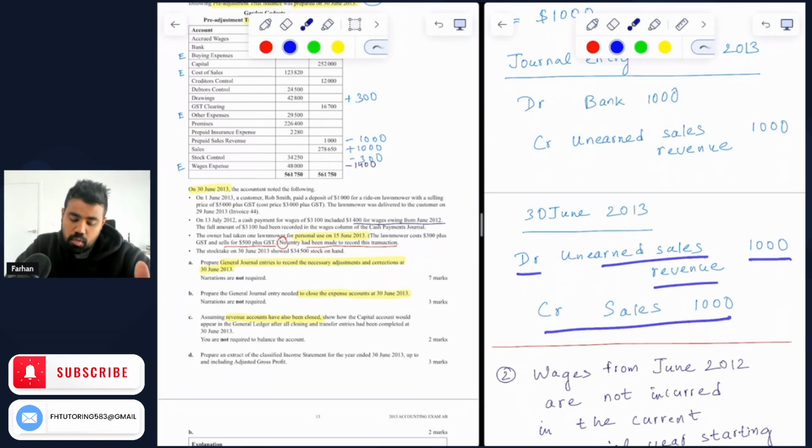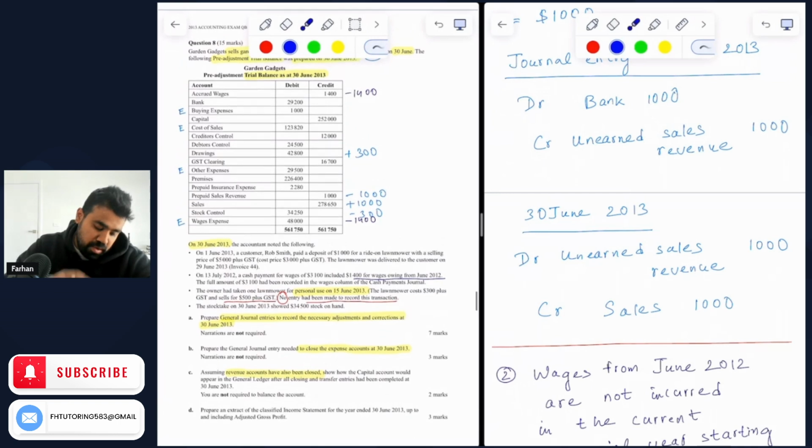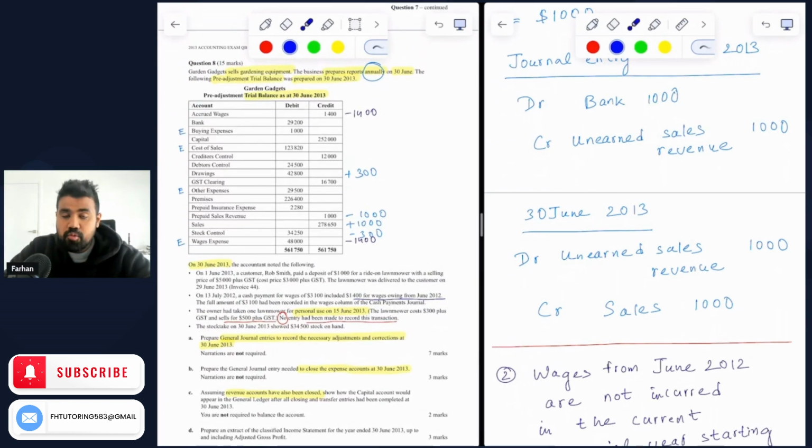All right, so when we have sales, it's always credit. Whenever we have revenue, it's always credit. So you credit sales by 1,000, which simply means that now you deserve this sales, you have actually earned it. Once you know what journal entries to prepare, what I need you to do is immediately make the adjustments within the pre-adjusted trial balance that we're provided. That way you don't forget any of the things during the exam.